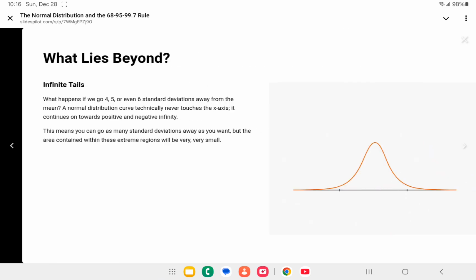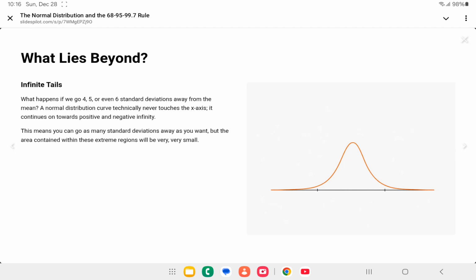Now you might be wondering, what happens if we go 4 standard deviations away from the mean, or 5 or 6 standard deviations away from the mean? And to answer that, you actually can. A normal distribution actually never touches the x-axis. It continues on to infinity. So you can go as many standard deviations away from the mean as you want, but the area contained within these regions will be very, very small.